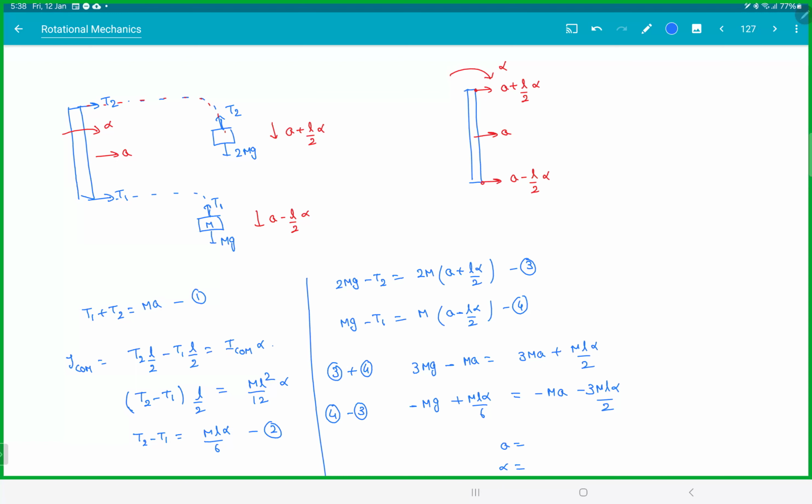Can someone solve and tell me what is the answer for this? Any steps? Anyone not convinced with the FBD? Any equation here? Please ask.